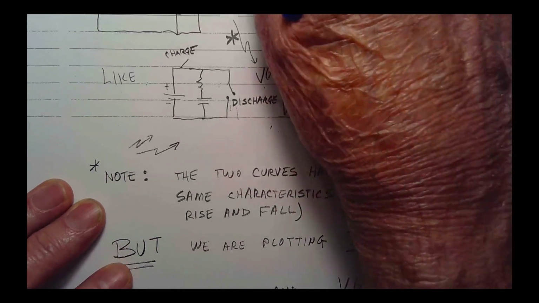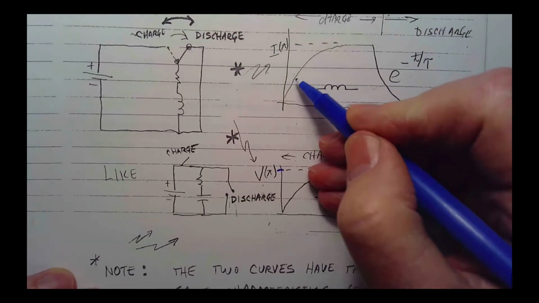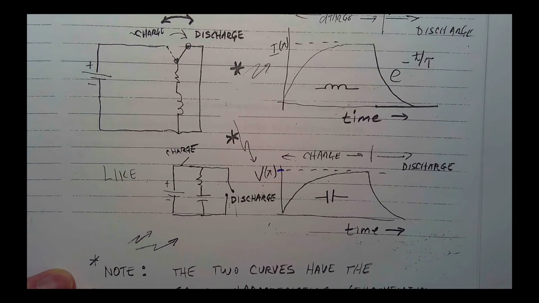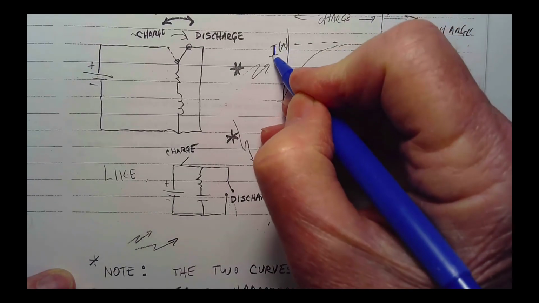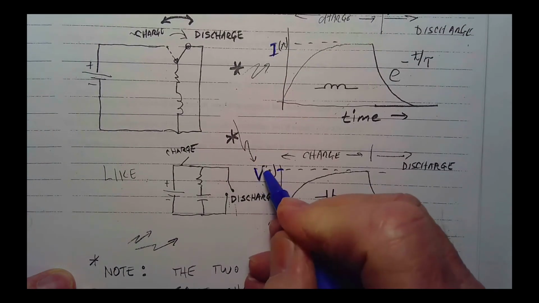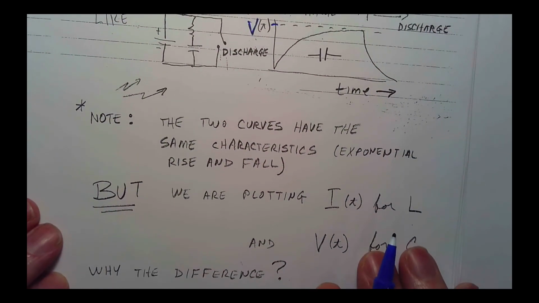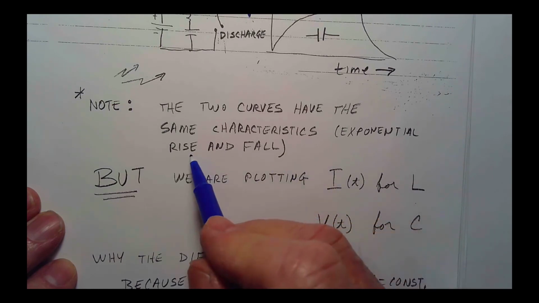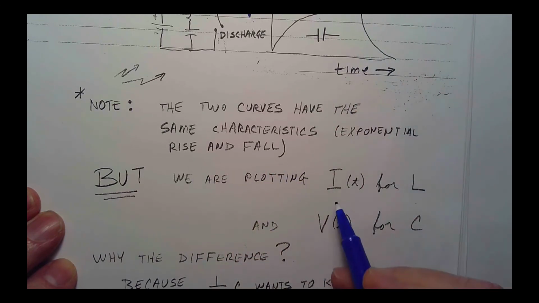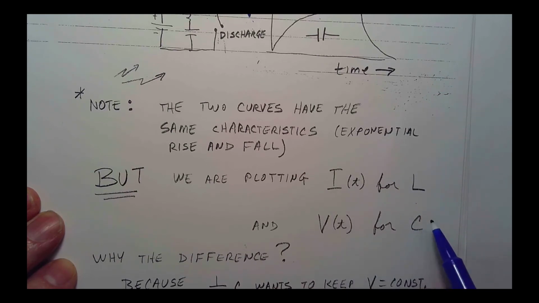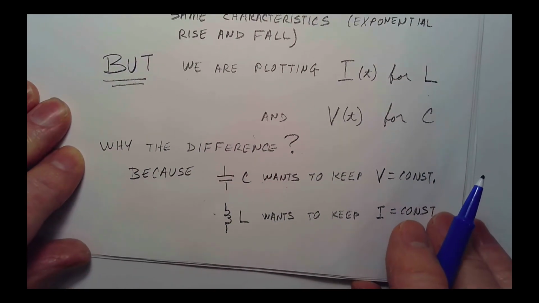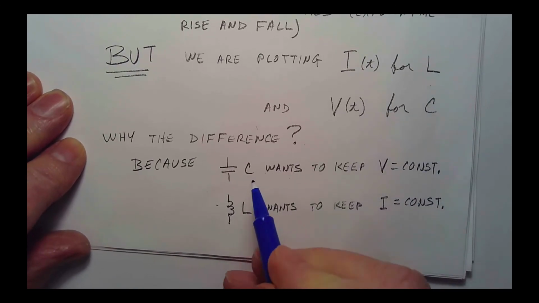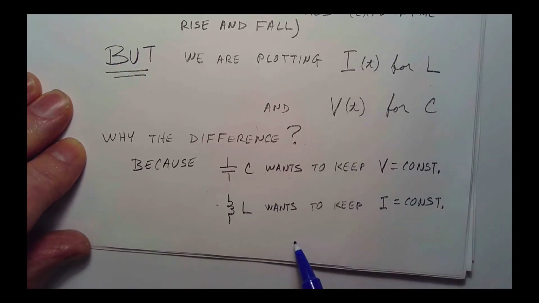The inductor has the same shape of the curve, but there's a very big difference. Here we're plotting current as a function of time. Here we're plotting voltage as a function of time. So here's the story. The two curves have the exact same shape, exponential rise and decay, but we're plotting current versus time for L and voltage versus time for C. Why? Very simple. A capacitor wants to keep V equal to a constant. An inductor wants to hold current constant.